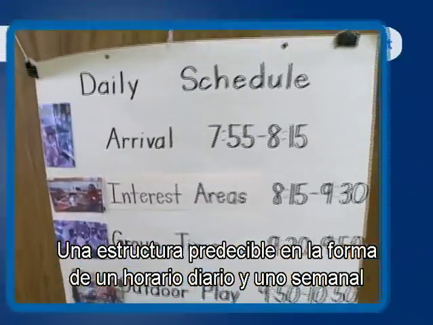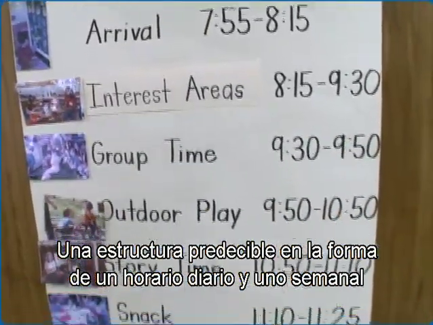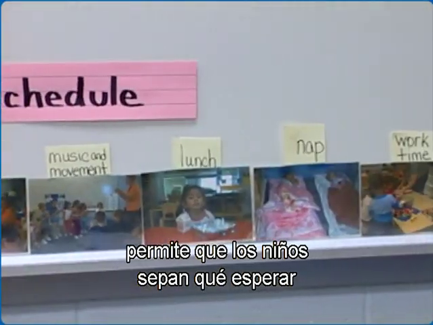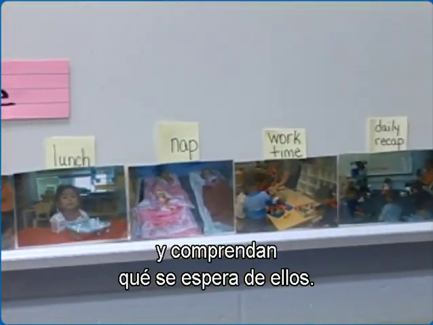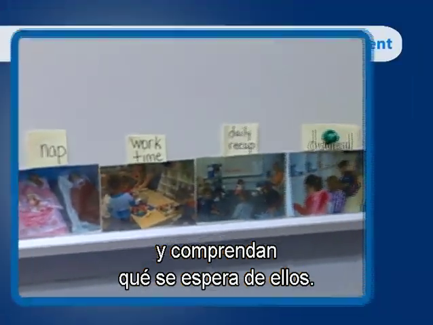A predictable structure in the form of a daily and weekly schedule allows children to know what to expect and understand what is expected of them.